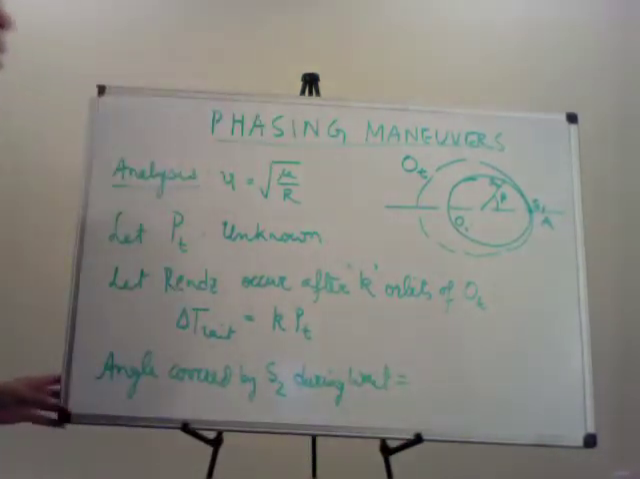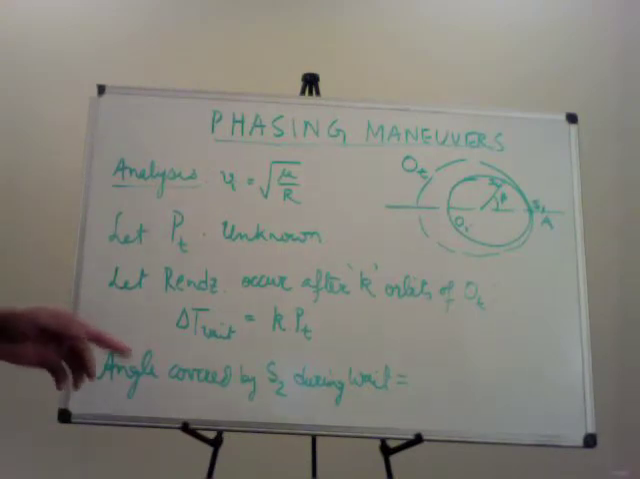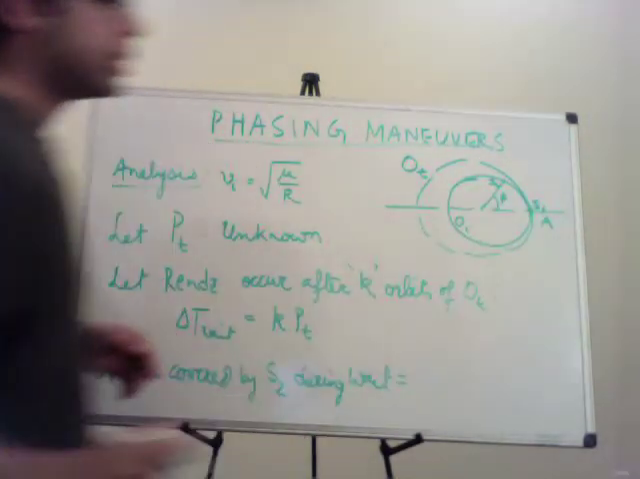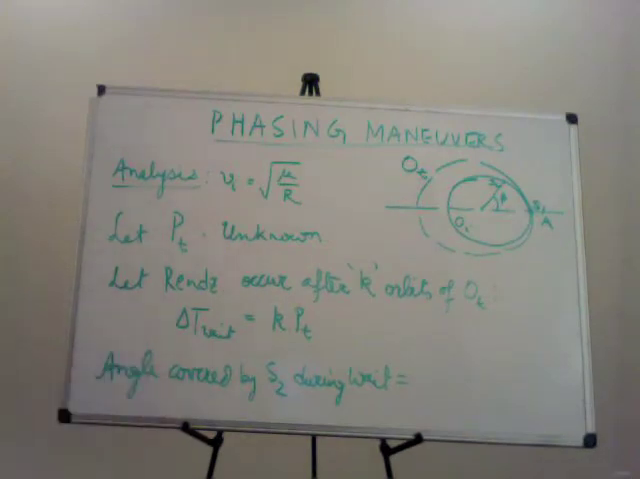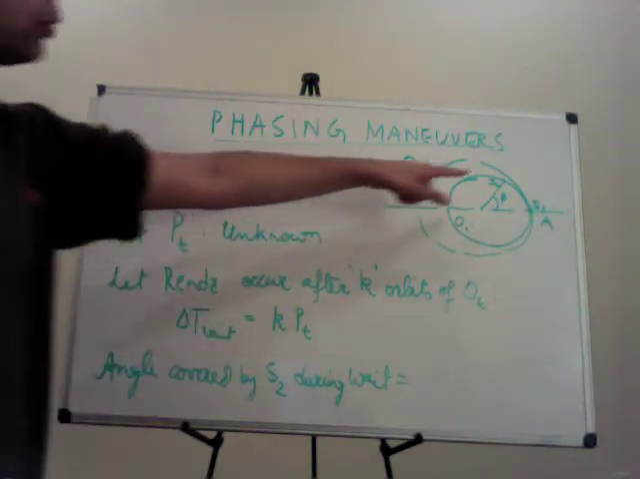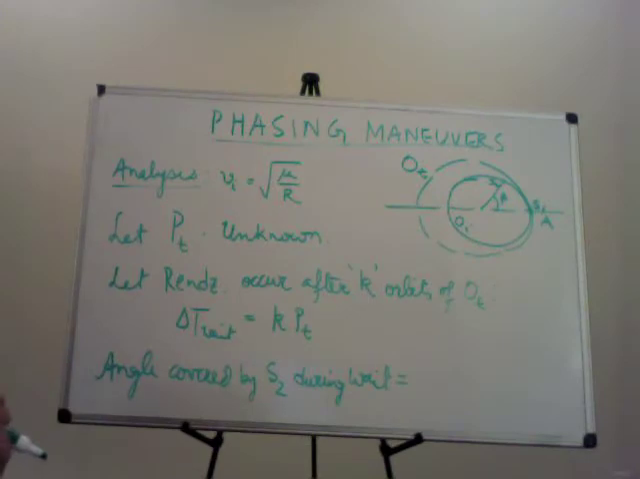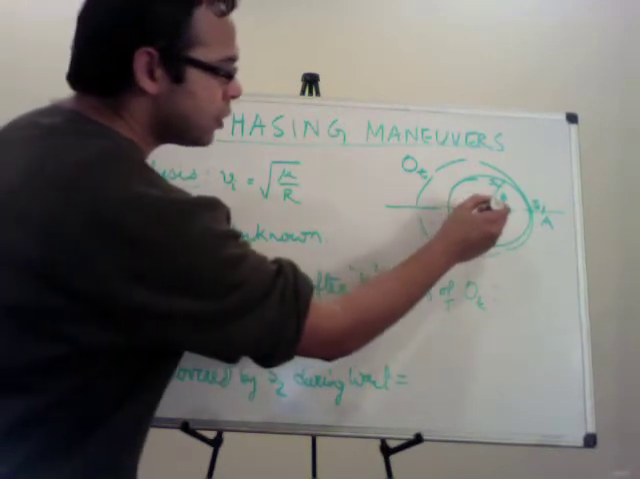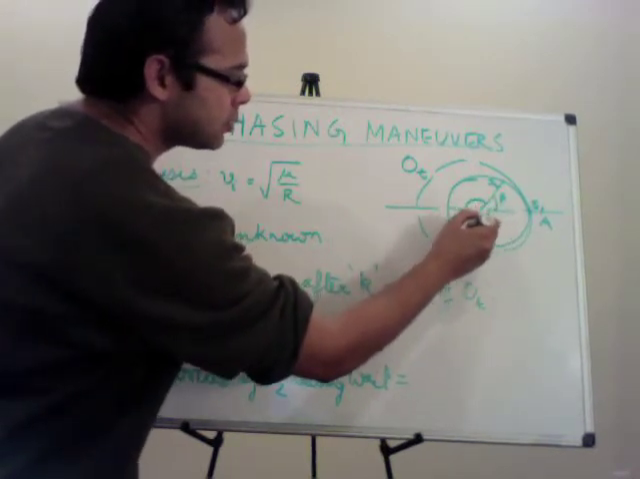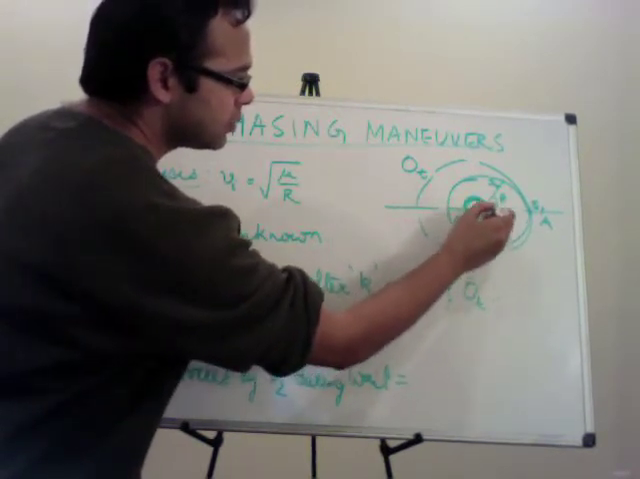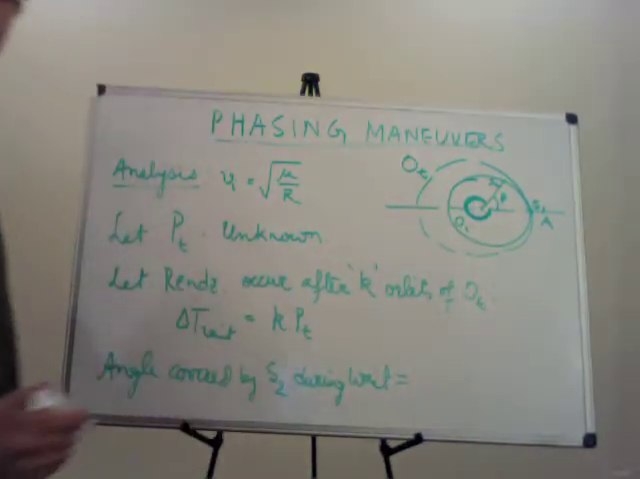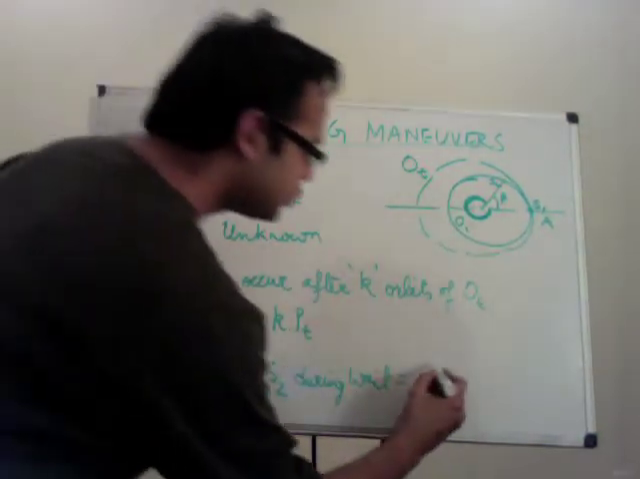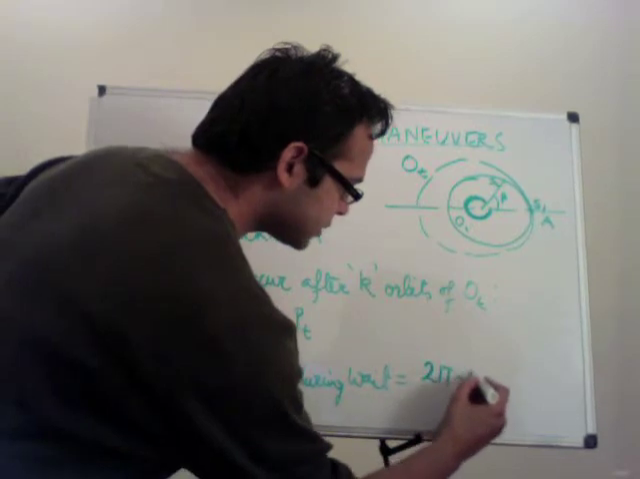All right. Now remember, at the end of this waiting time, the rendezvous occurs at point A, right? So what we know is that after delta T wait, S2 is at point A. So what is the angle that it has covered? Well, it must cover first of all this remaining angle, right? So that angle is 2 pi minus beta.